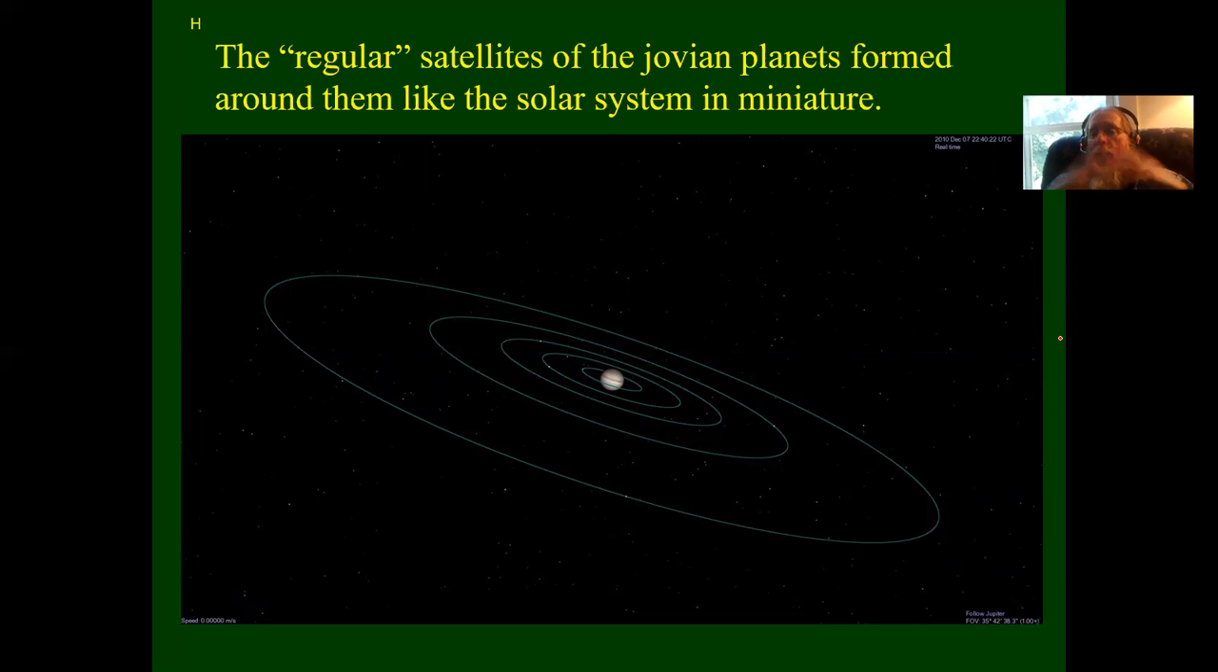And here we probably had basically something like the solar system in miniature, where the Jovian planets ended up with a circumplanetary disk as they were forming, and the regular moons formed from material that condensed and accreted in that circumplanetary disk. So this is a simulated view of Jupiter, showing the orbits of Io, Europa, Ganymede, and Callisto, the four big moons that Galileo discovered.